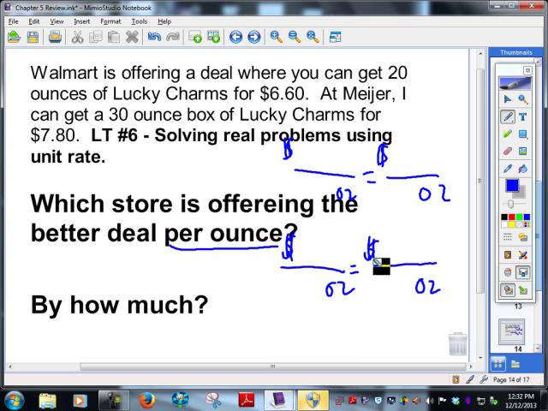Okay, here we go. Up here will be Walmart. Down here will be Meijer. At Walmart, I know I can get 20 ounces for $6.60. So there's my ratio. If you want to consider it a fake ratio, you could. $6.60 per 20 ounces. And I need to figure out how much I can get for 1 ounce, right?